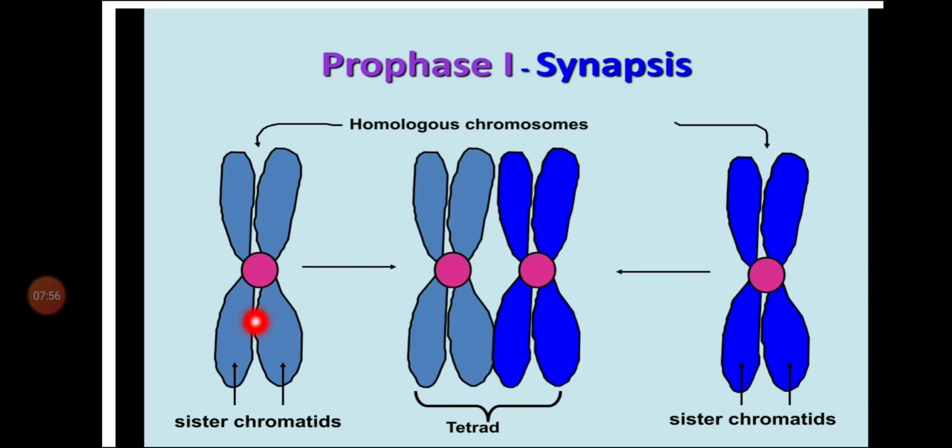Four chromatids together are known as a tetrad, and chromosomes that are the same in size, shape, structure and morphology, genetically the same, are known as homologous chromosomes. So all the terms are clear. Chiasmata means the crossing over. When crossing over takes place in this tetrad, exchange of genetic material takes place, and the crossing over region is known as chiasma or chiasmata.